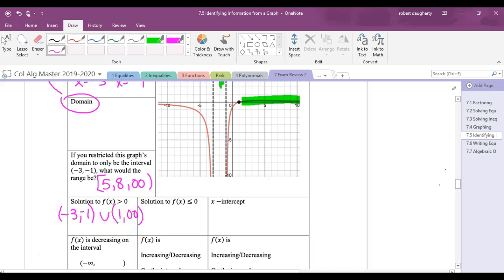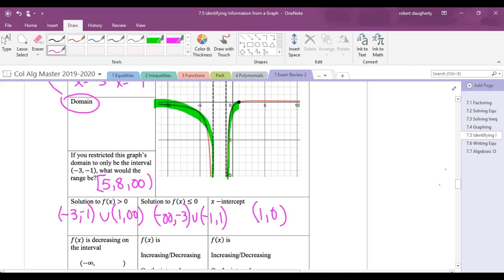Where am I less than or equal to 0? Less than or equal to 0, that's happening right here and right here. Those are two intervals: from negative infinity over to negative 3, and this has to be an open parenthesis because it is an asymptote. And then also from negative 1 over to 1. X-intercept: it crosses the x-axis at 1, 0.